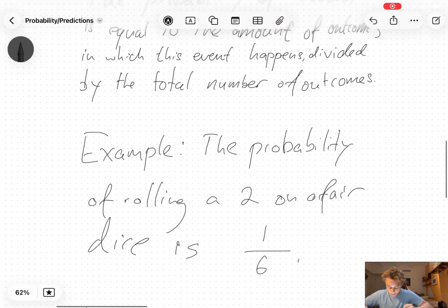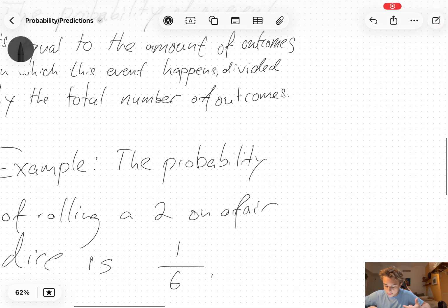So for example, the probability of rolling a 2 on a normal die is 1 out of 6, because there are 6 possible outcomes for what you can roll. You can roll a 1, 2, 3, 4, 5, or 6. And in only one of these outcomes do you actually get a 2. So the number of outcomes in which you roll a 2 is 1, and the total number of possible outcomes is 6. Now we're going to move on to some example problems.